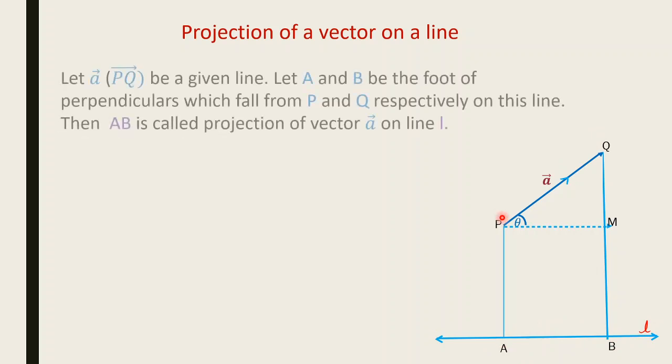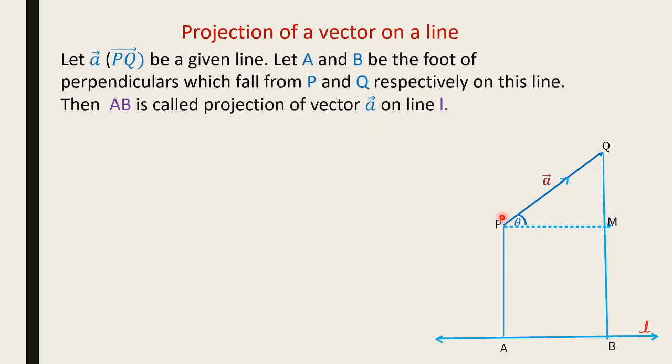So here, let vector A be a given line, and A and B be the 2 points, the feet of the perpendiculars drawn from points P and Q. Just note this point, A and B are the feet of the perpendiculars which fall from P and Q on the line L. Then AB is called the projection of a vector on a particular line. So AB is called the projection of vector A or vector PQ on line L.